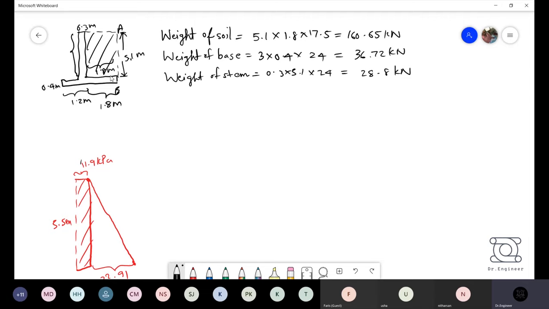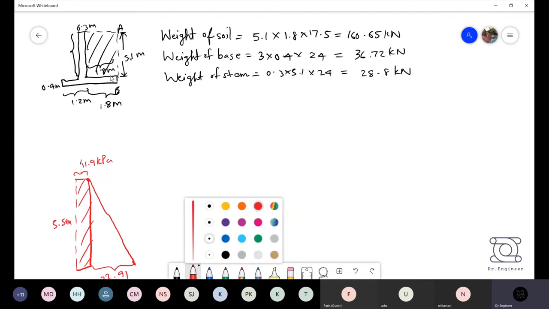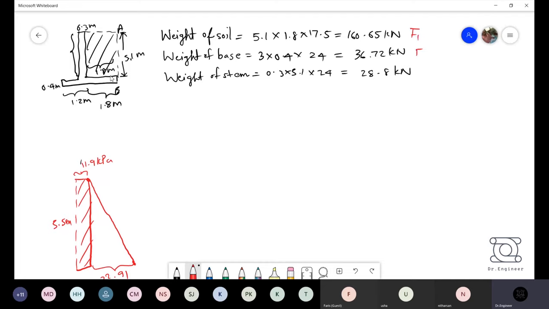Show on the sketch the magnitudes and direction of the line of action of all the forces acting on 1 meter length of the retaining wall at its static equilibrium. They want us to show these forces. I'll name them F1, F2, F3. F1 would be at the center of this rectangle. Here this is F1. I'm just taking this point A and marking the distance also. There is a reason for this. I'll say that later.